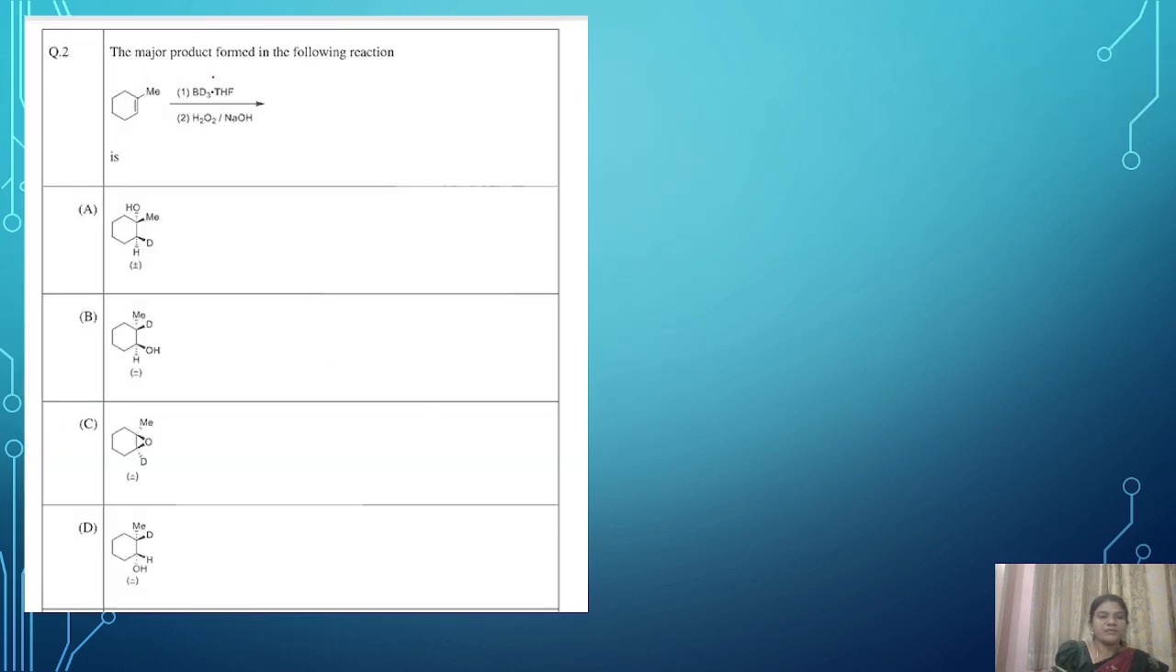Second question is the major product formed in the following reaction. This involves two sets of reagents. The first step: the reactant is nothing but a substituted alkene, methyl cyclohexene, which is in reaction with BD3-THF. Here in borane, hydrogen is replaced with deuterium.